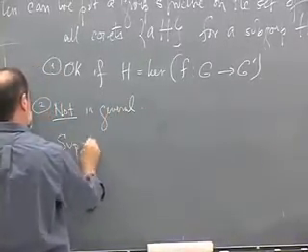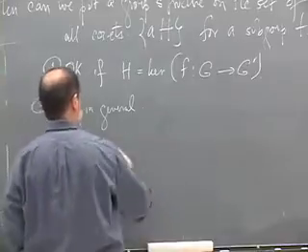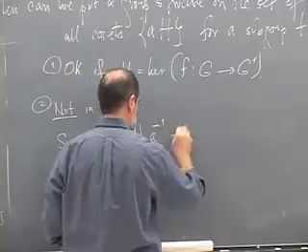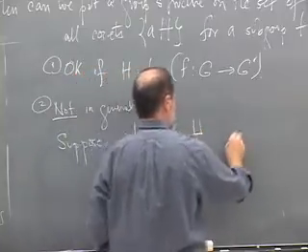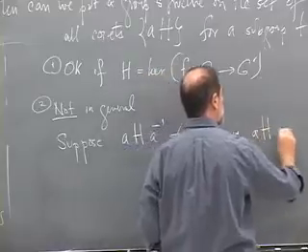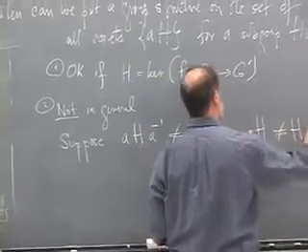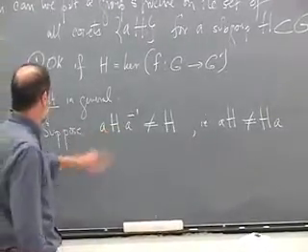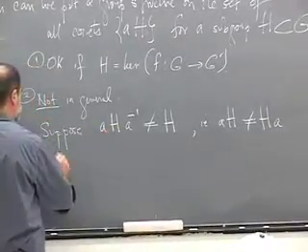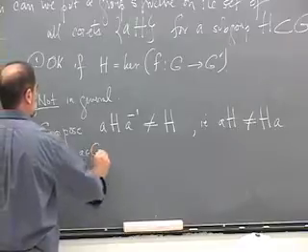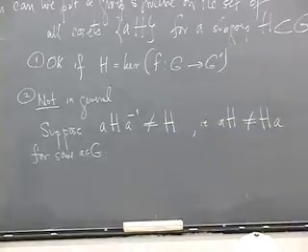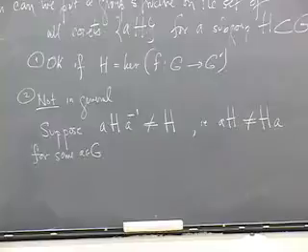Suppose AHA inverse is not equal to H, i.e. AH is not equal to HA, for some element A in the group. The conjugate of H is not equal to itself as a set. Then I'm going to show you that this definition encounters some serious problems.